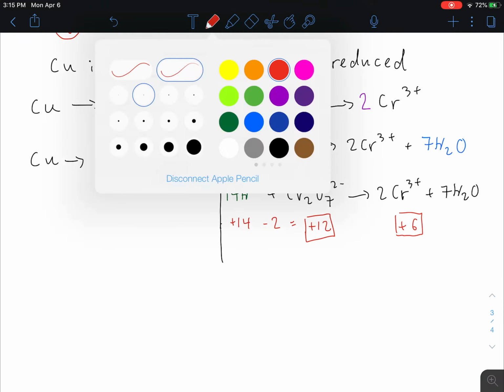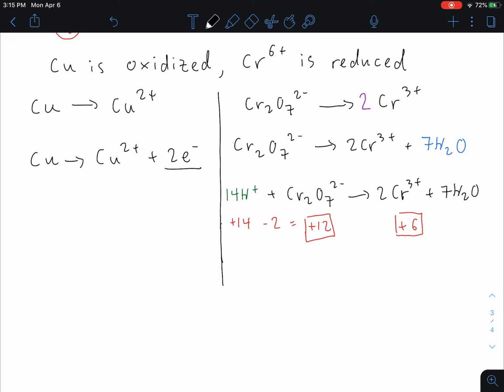So now, to finish off the balance here, it looks like I'm going to need 6 electrons on the left side. All right, let's see if I can fit this all here. 6 electrons plus 14H+ plus Cr2O7 2- makes 2 Cr 3+ plus 7 waters.